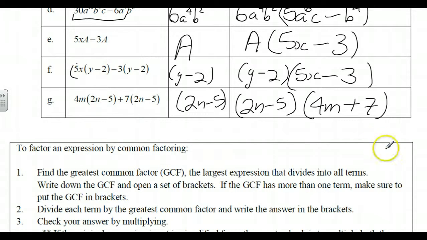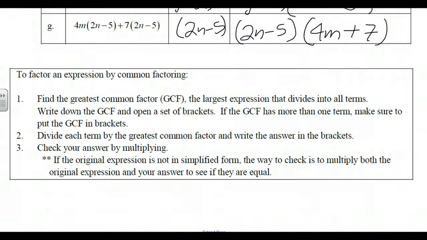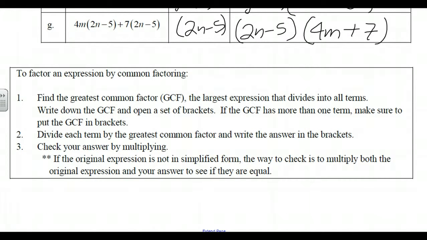To factor an expression by common factoring. Common factoring is the first step in any factoring. Anytime you factor, you are going to do common factoring first, or at least see if it works. So how do you do it? You find the greatest common factor, that is the largest expression that divides into all of the terms. You write down the GCF and you open a set of brackets. If the GCF has more than one term, make sure to put it in brackets. These binomials here must be in brackets.